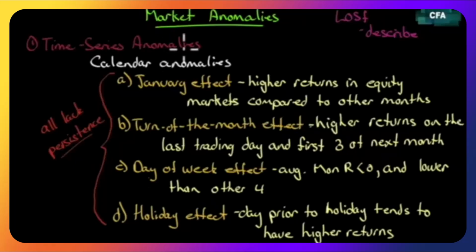Time series anomalies. We have calendar anomalies: a January effect, a turn of the month effect, a day of the week effect, a holiday effect. When you start including all of these effects in, it's almost every day of the week, it seems. I eliminated, by the way, the weekend effect. Oh yes, there's one of those too. The January effect: higher returns in equity markets compared to other months in January. By the way, doesn't exist anymore. Turn of the month effect: higher returns on the last trading day and the first 3 days of the next month.